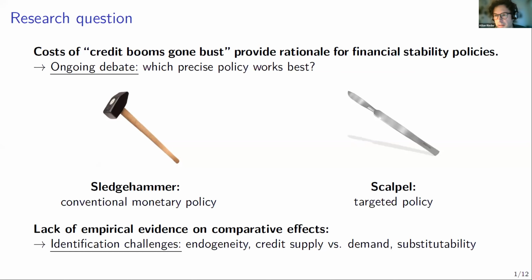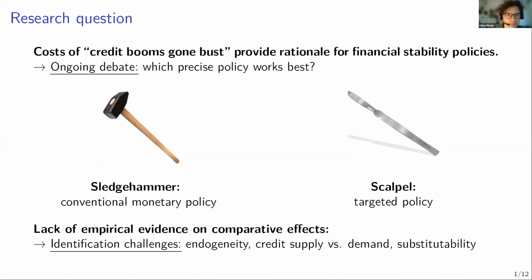And this is due to identification challenges. So first of all, of course, policies are usually endogenous to what's going on in the economy. Second, it's very hard to differentiate credit supply from credit demand responses to the policies. And thirdly, and that's perhaps the most important point here, the two policy options are usually considered substitutes rather than complements. So it's very hard to run a horse race fixing time and environment to get at the comparative effects.